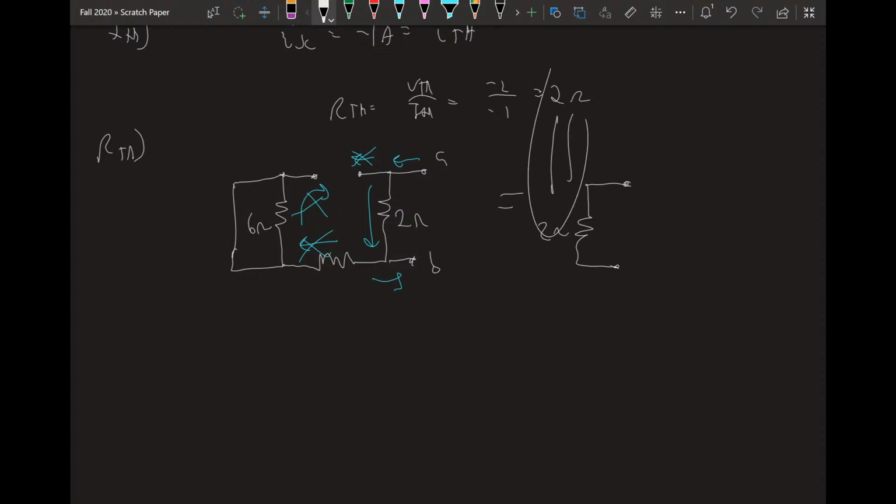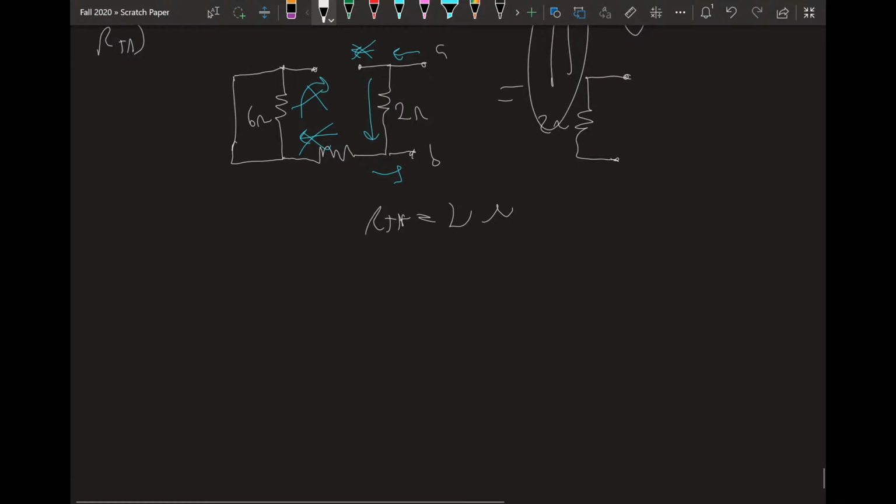They match, which is good. So our Thevenin does equal 2 ohms. So let's redraw our circuit now from the beginning. Now our Thevenin equivalent is saying we have negative 2 volts here, 2 ohms here, across the terminals A and B.